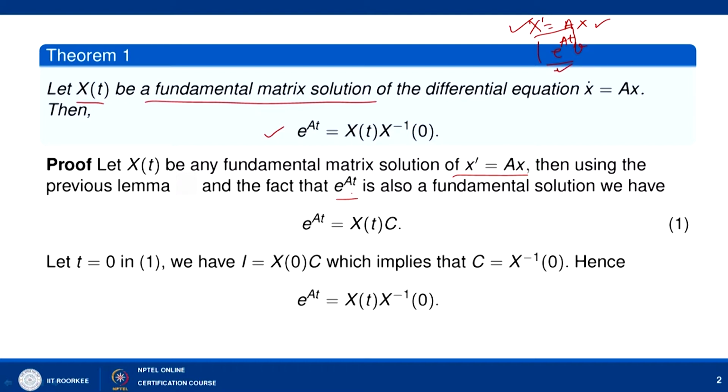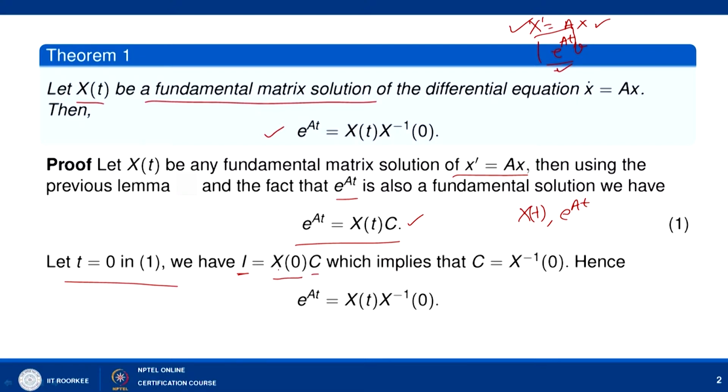So we have shown that xt is a fundamental matrix, and e to power at is also a fundamental matrix. So it means that I can write e to power at equal to xt into C, where C is a non-singular matrix, and we want to find the value of this non-singular matrix. Now for this let us take t equal to 0, and when you take t equal to 0, then e to power at is reduced to I, and xt is reduced to x of 0 into C.